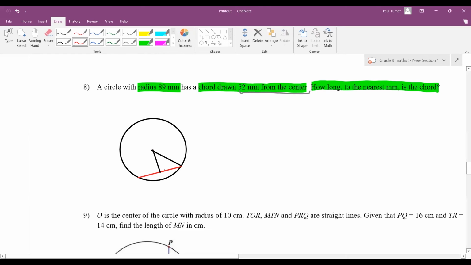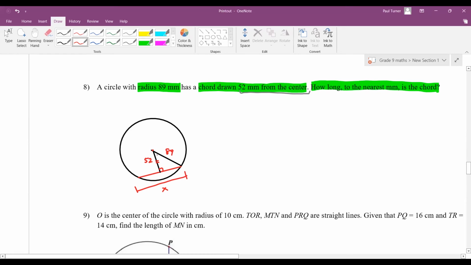And then we can label. So the radius is 89, so we'll put that on as 89. That's this length here. The chord is 52 from the center, so this line here is 52 millimeters. And we want to find the length of the chord. So from here to here, call that X.